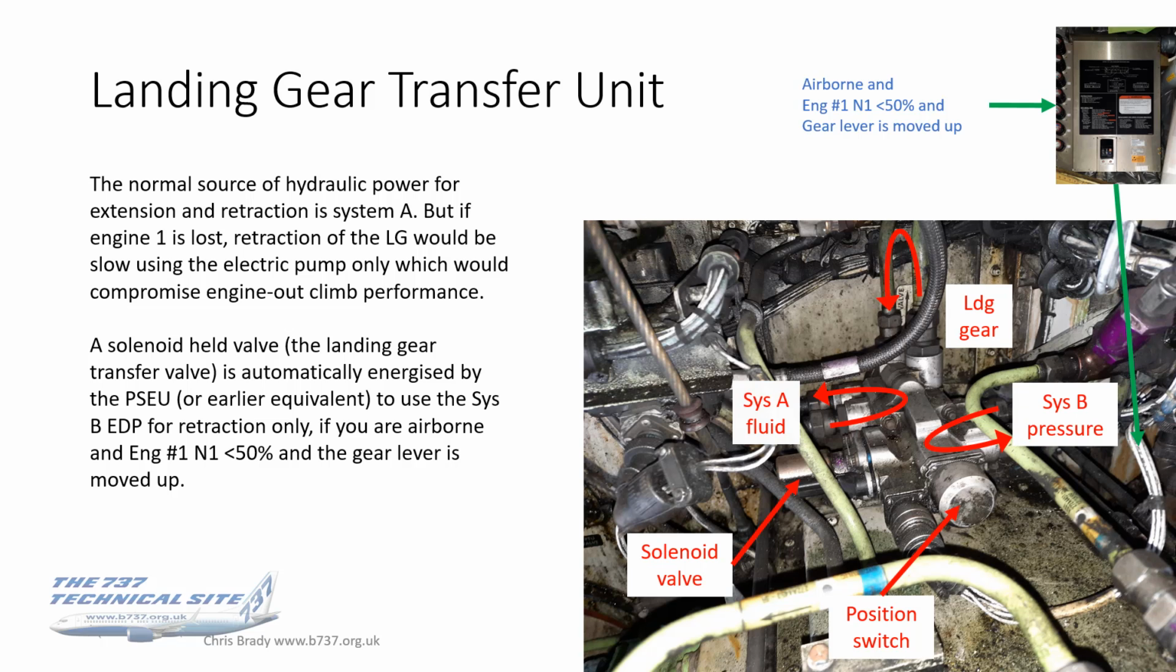So the photo there, that actually is the landing gear transfer unit. You can see it in the wheel well on the keel beam, between the two wheels, forward wall, and there is a white wiring loom going in there on the right hand side. That is what is coming from the PSEU.